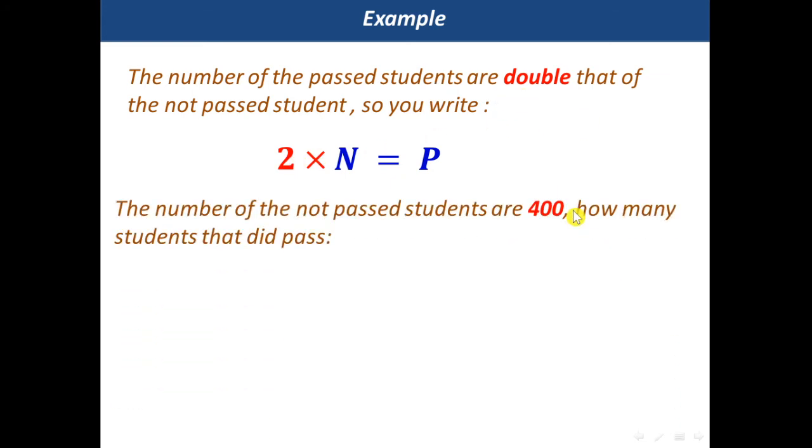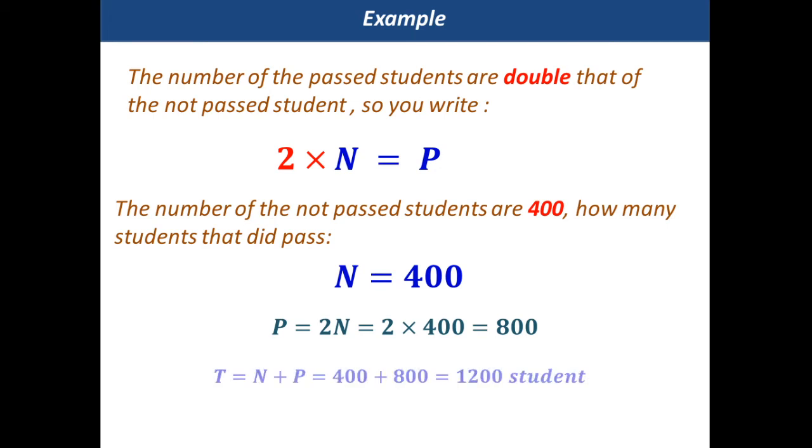So the number of not passed students, if I give you now a value and I tell you the number of not passed students is 400, how many students passed? We know that N is 400, and because the other one is double, it is 800. You know now that because it is double, we multiply 2 by N, you shall have 800, and you know now the number of passed students is 800.